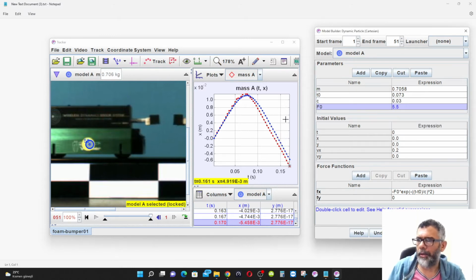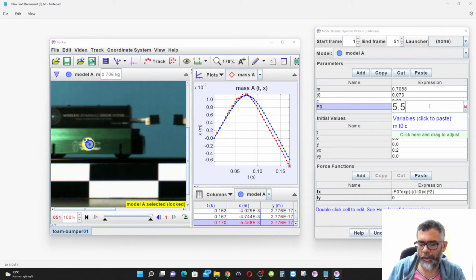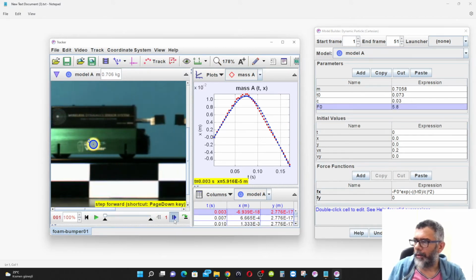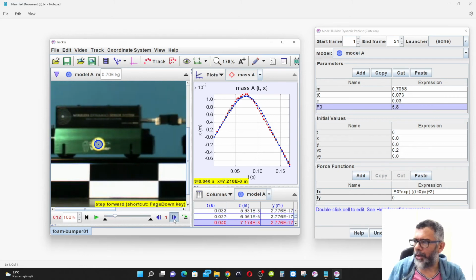Now it's getting better, right? You see, this part is getting overlapping more and more now. When it's 5.5, 5.6 maybe. Okay, it's getting better. 5.8. Now almost okay, right? So just run it. Okay, so you see the blue circle almost exactly follows the center of the yellow label, which is the location of the car.